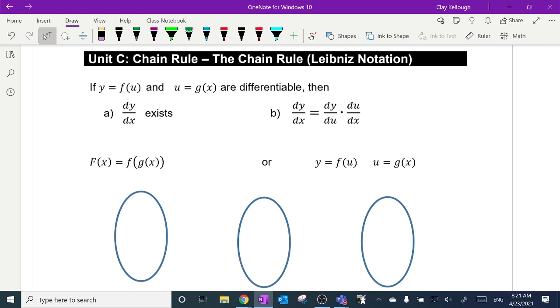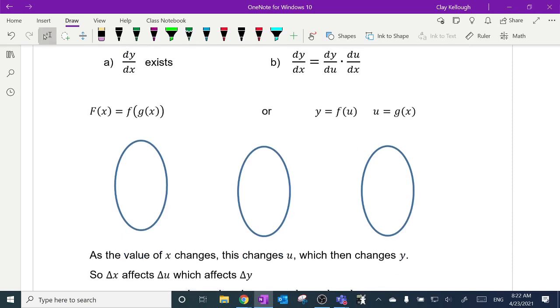So if the derivative of y with respect to x, or the slope of the line y equals some function of x exists, then the slope of that line, or the rate of change of that line, is equal to dy by du times du by dx, where y is a function of u, and u is some function of x. So, in other words, I have some sort of x number, I perform function g to it, and then I get a u value. I perform function f on that, and then I get a y value.